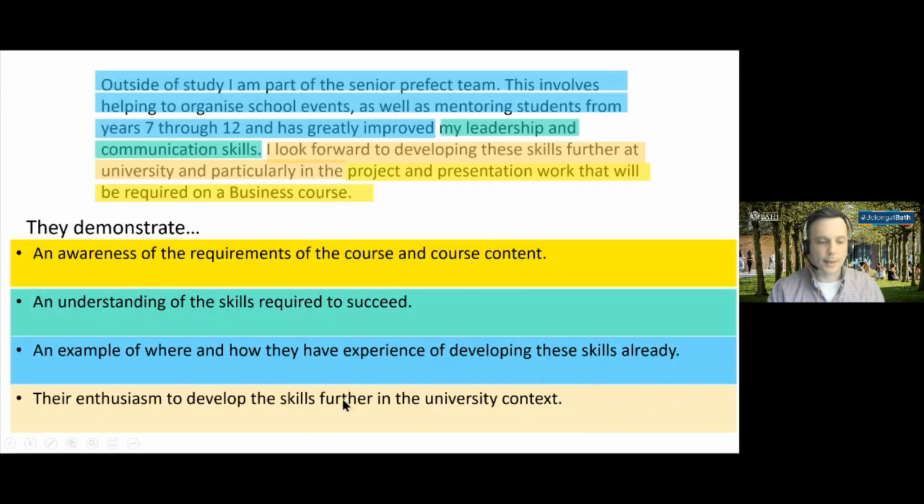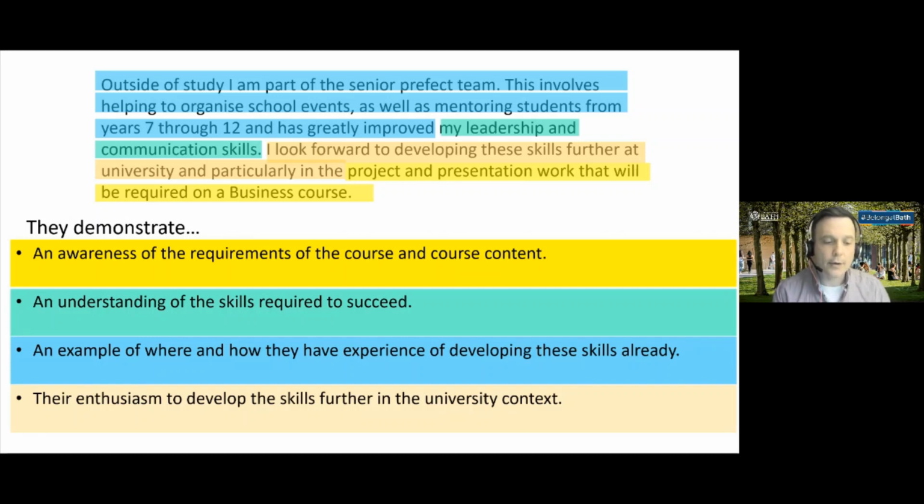Sorry, I'm just going to go back to that. These four coloured elements are the things that we're really looking for. An awareness of the requirements of the course and the course content. You cannot demonstrate that awareness unless you've gone off and found those things out, which is where the research comes in. An understanding of the skills required. Again, you're not going to have an understanding if you haven't identified what they are. So again, worksheet 1. Those are both all about worksheet 1.